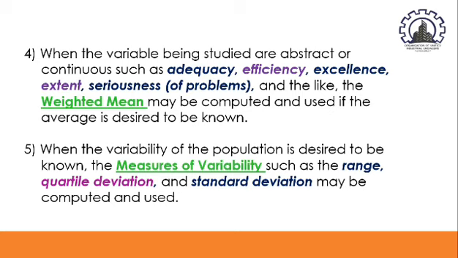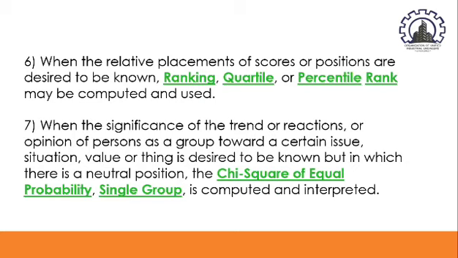Okay, and for number 5, when the variability of the population is desired to be known, then the measures of variability, such as the range, quartile deviation, average deviation, or the standard deviation, may be computed and used. So when the measure of variability or dispersion is small, then the group is more or less homogeneous. But when the measure of variability is large, then the group is more or less heterogeneous. And for number 6, when the relative placements of scores or positions are desired to be known, then ranking, quartile, or percentile rank may be computed and used. Now, these measures indicate the relative positions of scores in an ordered arrangement of the scores.